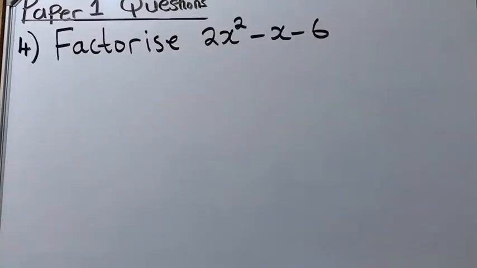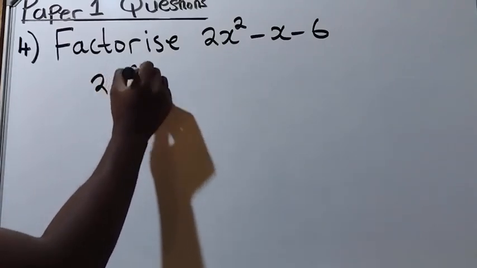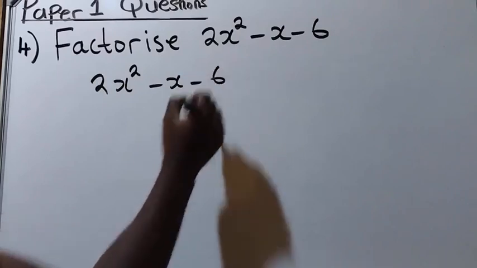Alright, so we have now come to question 4. Question 4 reads, factorize 2x squared minus x minus 6. They want you to factorize this quadratic expression. So we are going to rewrite the question, which is 2x squared minus x minus 6.